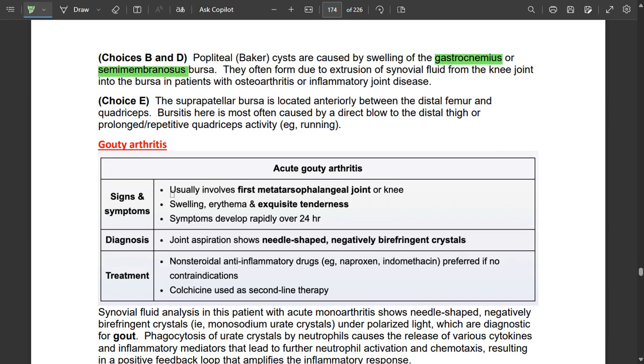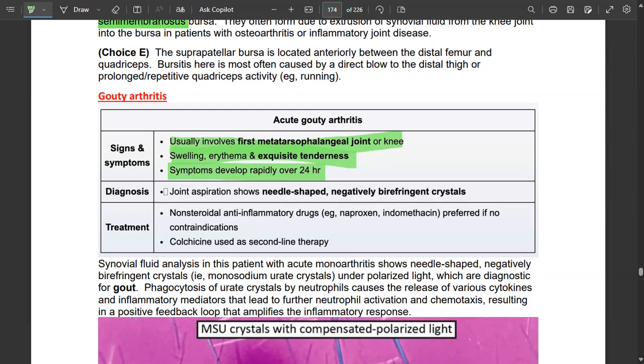Now, gouty arthritis. Let's talk about gout, which involves the first metatarsophalangeal joint or knee, with swelling or edema and tenderness. Symptoms develop rapidly over 24 hours. Gout shows needle-shaped, negatively birefringent crystals. NSAIDs like naproxen and indomethacin can be given if there are no contraindications, while colchicine can also be given as second-line therapy.